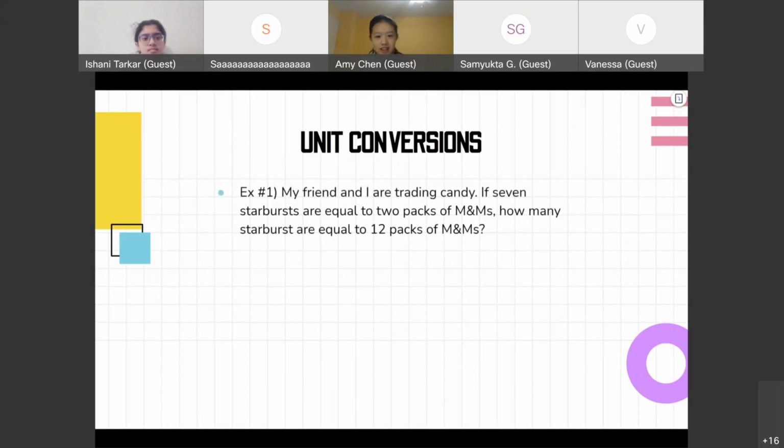Let's say you and your friend are trading your leftover Halloween candy. If 7 Starbursts are worth the same as 2 packs of M&Ms, then how many Starbursts would be equal to 12 packs of M&Ms? Obviously this one's kind of easy, you just multiply by 6, but for now we're going to use a different way.